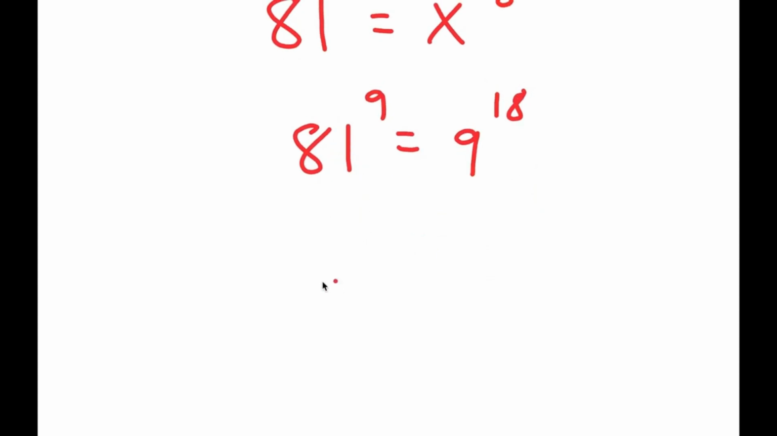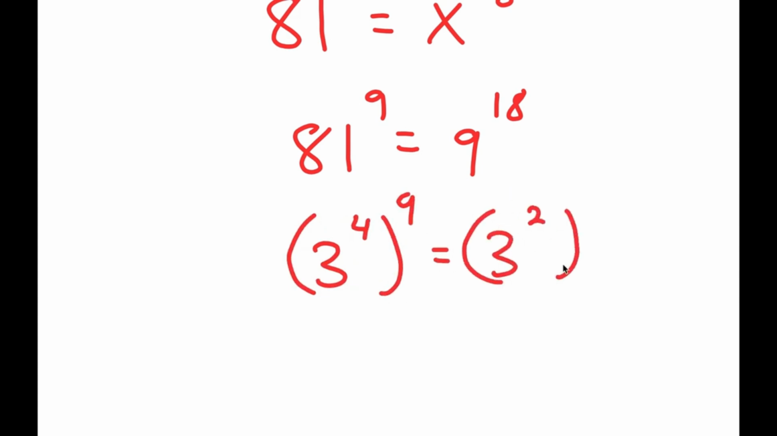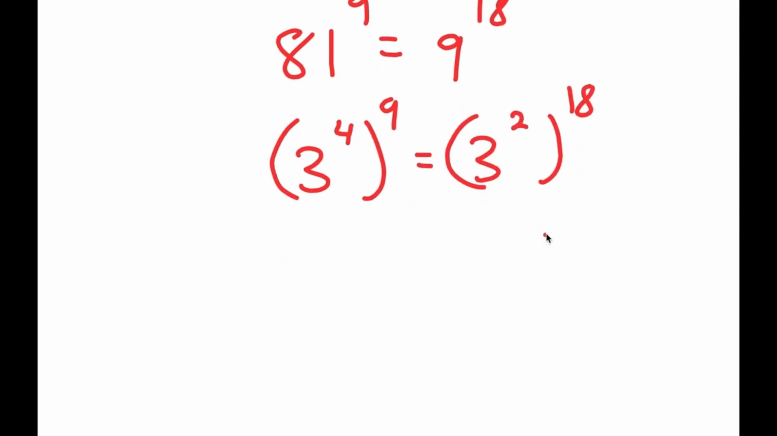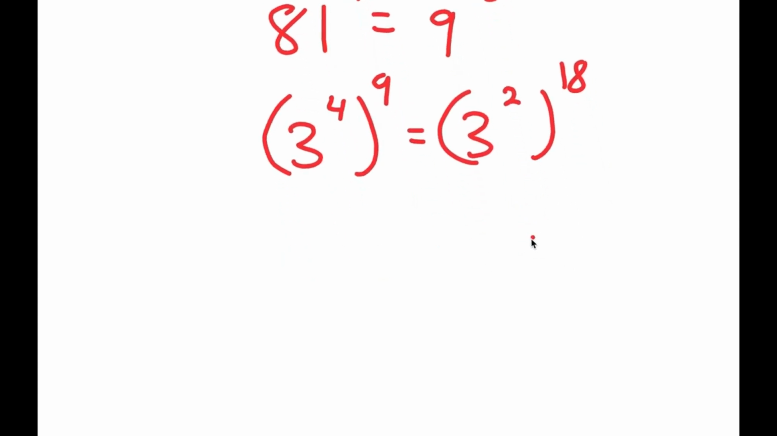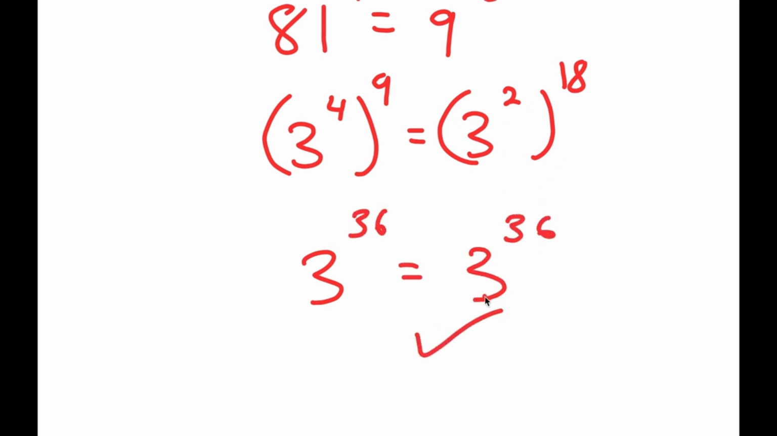Now, 81 is the same thing as 3 to the power of 4, and 9 is the same thing as 3 squared. So I get 3 to the power of 4 to the power of 9 is equal to 3 squared to the power of 18. And if I have something in the form a to the power of m to the power of n, that's equal to a to the power of m times n. So 3 to the power of 4 to the power of 9 is equal to 3 to the power of 4 times 9, which is 3 to the power of 36. And this is equal to 3 to the power of 2 to the power of 18, which is equal to 3 to the power of 36 as well. So this is right.